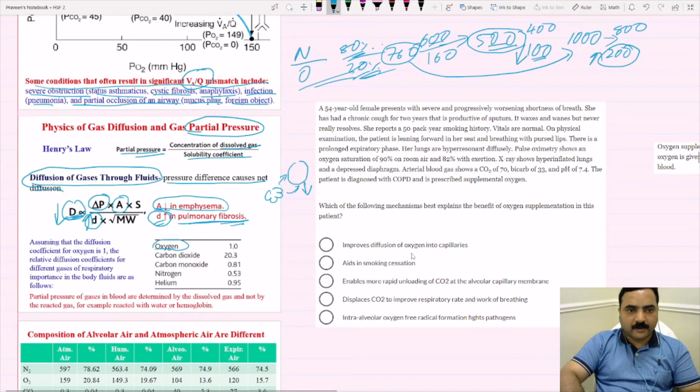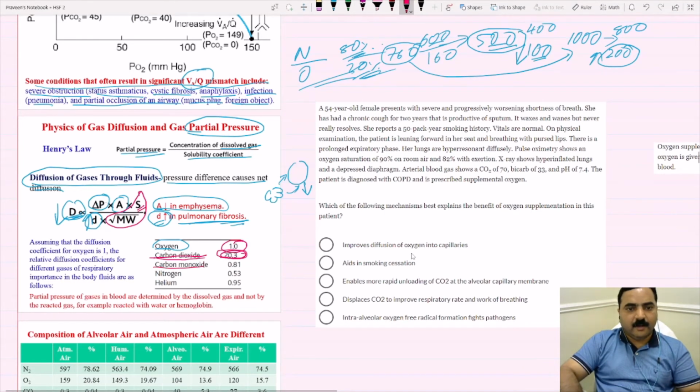This factor over here, the solubility by the root of molecular weight, is a constant called the diffusion coefficient. If you take the diffusion coefficient of oxygen as 1, carbon dioxide has how much? Twenty times more diffusion coefficient than that of the oxygen, because of the solubility. The carbon dioxide solubility in the lipids is very high, and because of that factor, its diffusion coefficient is 20 times more than that of the oxygen.